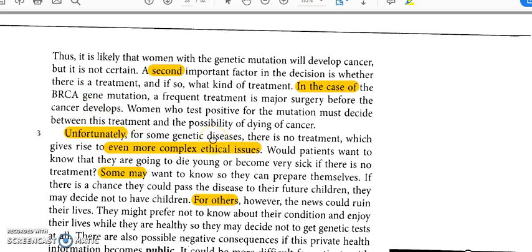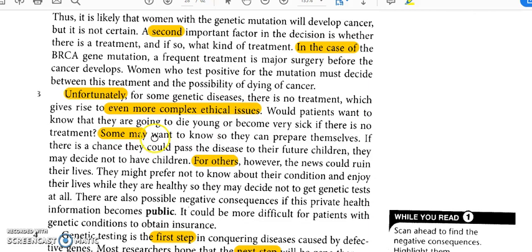For some genetic diseases, there's no treatment, which gives rise to even more complex ethical issues. So this idea, the idea in paragraph 3, continues the idea in paragraph 2, ethical issues. And we see some may, some people, for others. We see a question, would patients want to know that they're going to die young or become very sick if there's no treatment? This is an example of a complex ethical issue. And we see the answers, some may, for others.